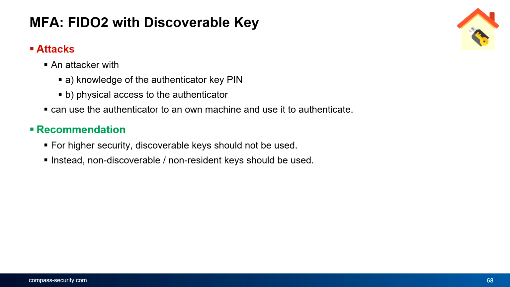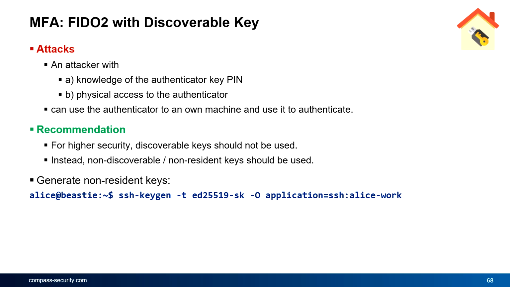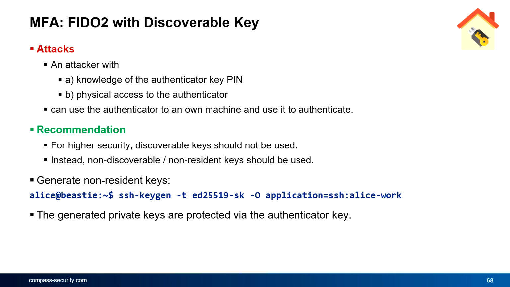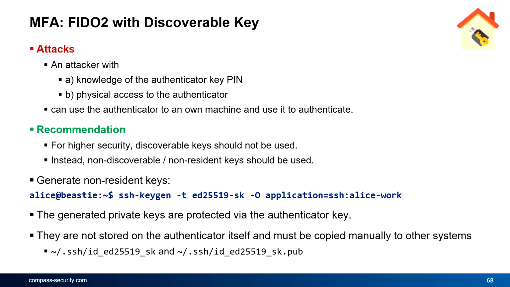So this means for higher security, you should not use discoverable keys, but use the non-discoverable or non-resident keys instead. To do this, you just omit the resident option in the ssh-keygen command, and this will generate a non-resident key because this is the default. The keys that are generated are still stored on your system and can additionally be passphrase protected, and they are again protected using your authenticator.